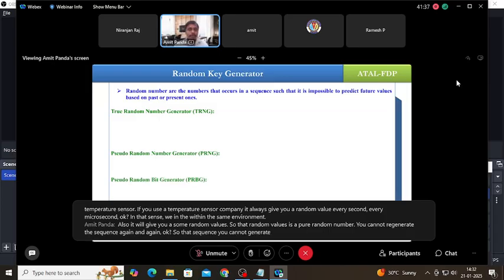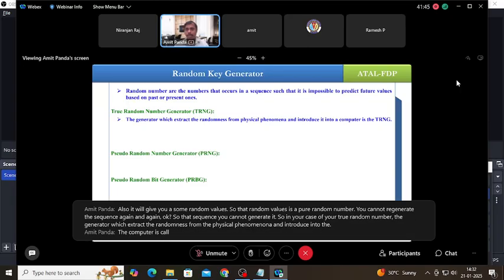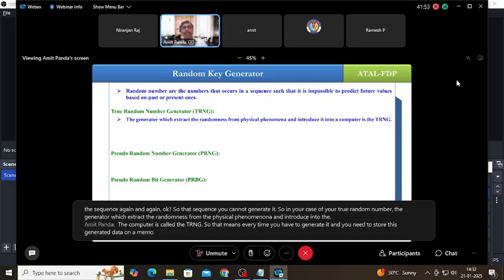In the case of a true random number, the generator which extracts the randomness from a physical phenomenon and introduces it into the computer is called a TRNG engine. That means every time you have to generate it, and you need to store this generated data in memory to further use it for the encryption. So you need a large amount of memory to store it.